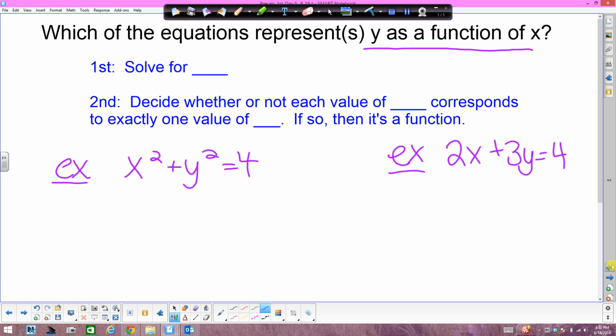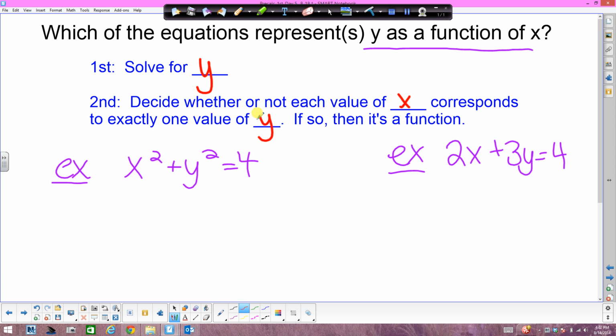Alright, so we're going to figure out which of the equations represent y as a function of x. So we're going to have an equation and we have to figure out whether or not it's a function. So the first step that you take is you're going to solve for y. Then you have to decide whether or not each value of x corresponds to exactly one value of y. If it does, then it's a function. If not, then it is not a function.